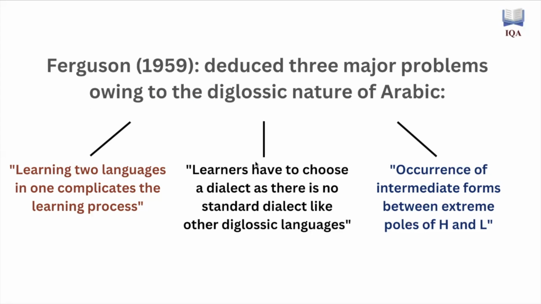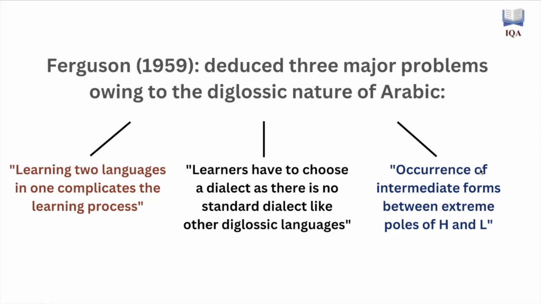The second problem is that learners have to choose a dialect, as there is no standard dialect like other diglossic languages. There are other diglossic languages, but they'll have one standard dialect. It's not the case for Arabic. You have to choose which dialect you're going to learn, and usually you choose it based on where you're planning on going to study or live, or which one you find the most pleasing. I have another video where I break down the different dialects in a very broad fashion, and I give my recommendation on which ones an Arabic student should learn.